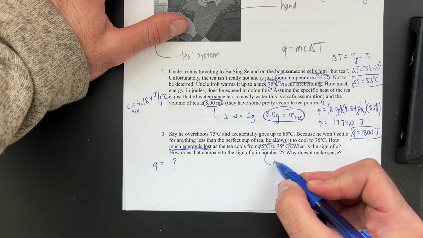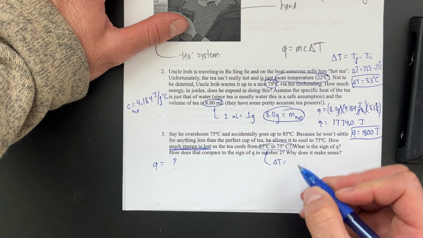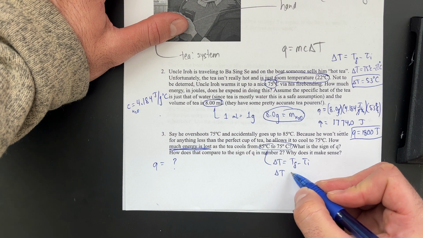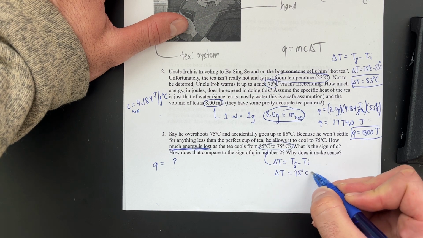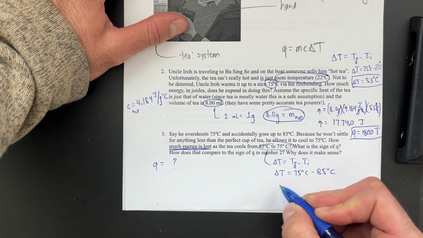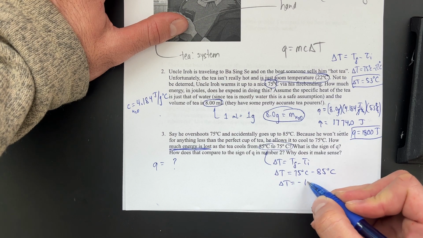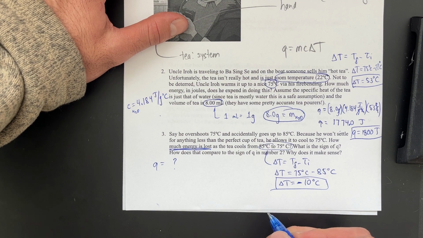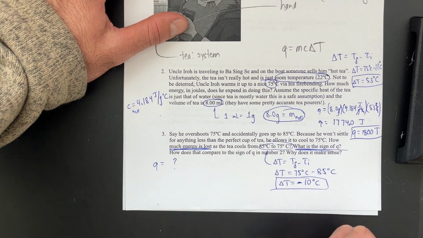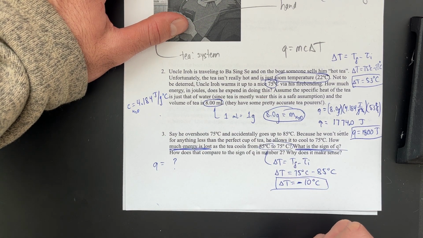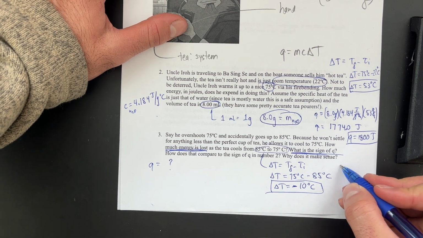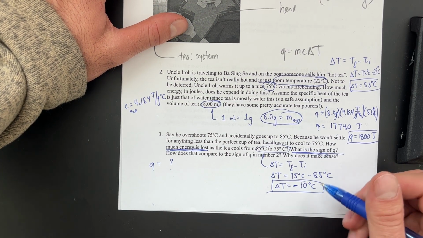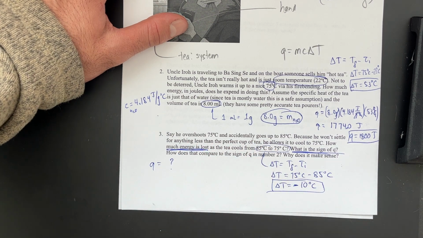And so here delta T is going to be equal to Tf minus Ti, where the final temperature is 75 degrees Celsius and the initial was 85, and so delta T is equal to negative 10 degrees Celsius. Now that's important because that's going to result in this question where it says, what is the sign of Q? Q here is going to be negative as well. And that makes sense, because here he's allowing it to cool down.